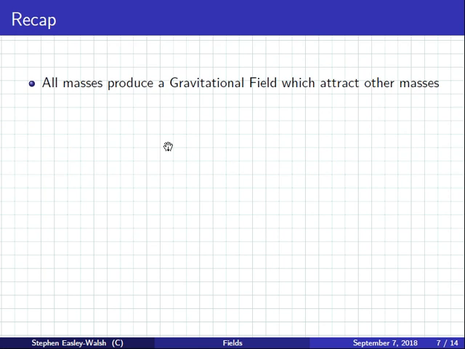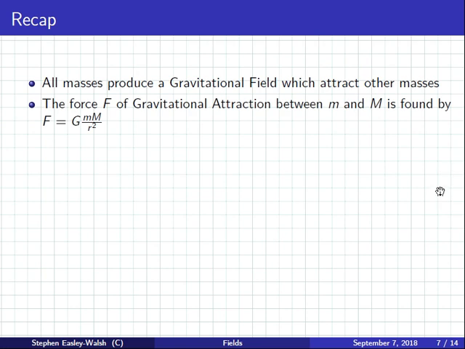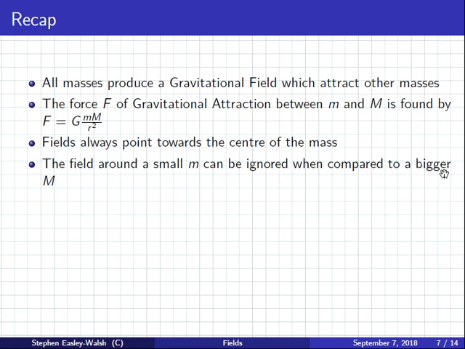Okay, so just to recap so far, all masses produce a gravitational field which attract other masses. The force is given by Newton's formula. Fields always point towards the centre of the mass. The field around a small mass can be ignored compared to a bigger mass.